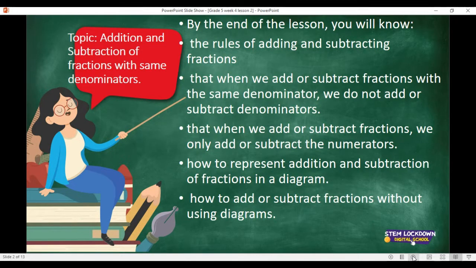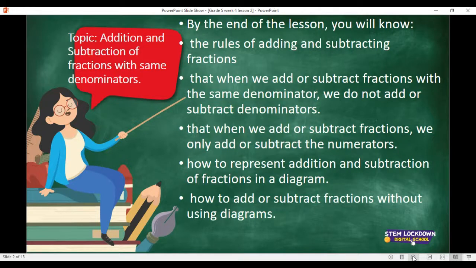When I did a recap, I was moving a little bit too fast because it was a recap. But now this is today's actual lesson. By the end of the lesson, you will know the rules of adding and subtracting fractions. Remember, maths is about rules. You cannot just do things as you think we should do them.